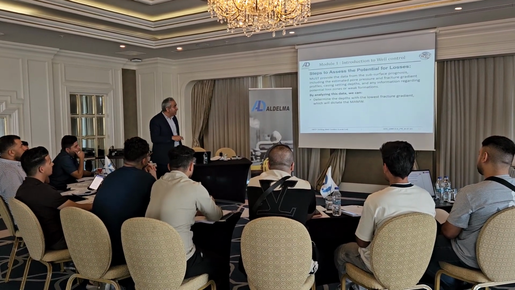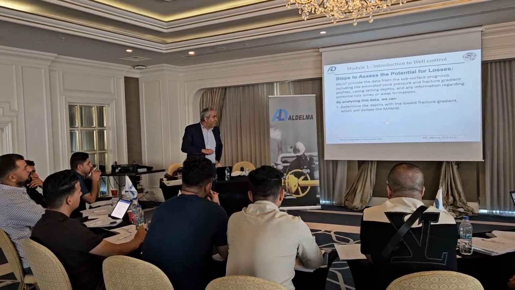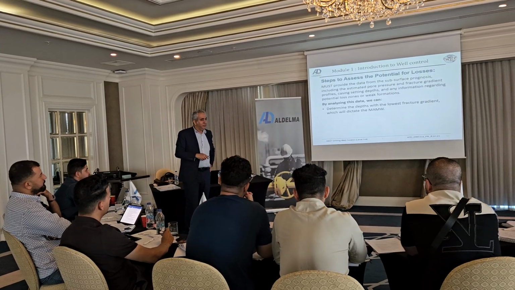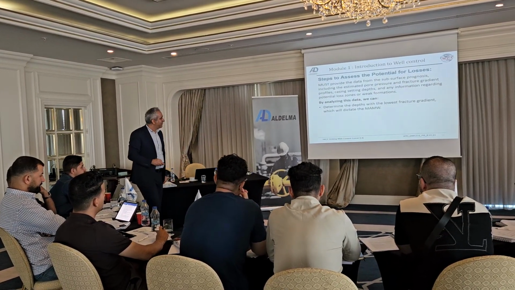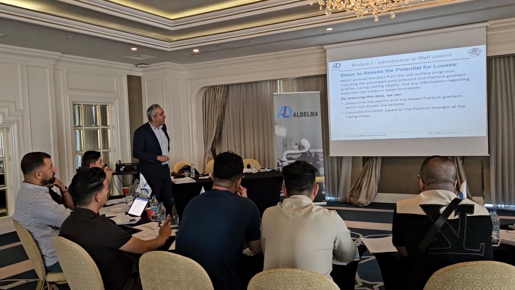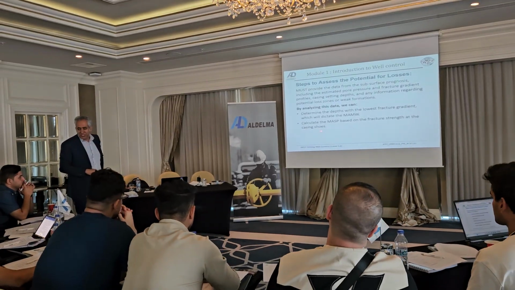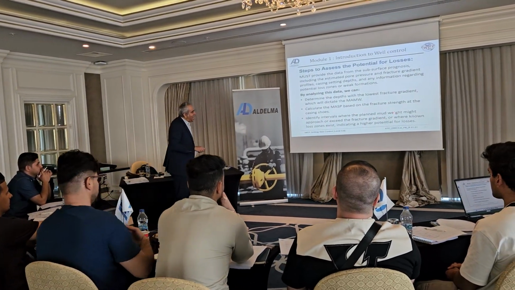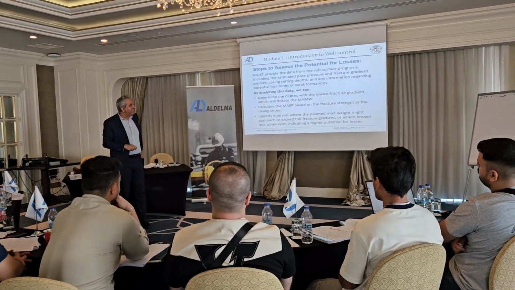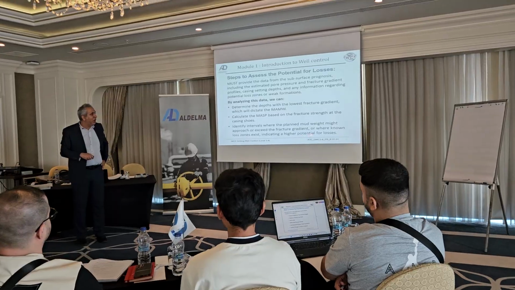By analyzing this data, we can determine the depths with the lowest fracture gradient, which will dictate the maximum allowable mud weight for the next section. Calculate the maximum allowable surface pressure based on the fracture gradient at the casing shoe, and identify intervals where the planned mud weight might approach or exceed the fracture gradient, or where known loss zones exist, indicating a higher potential for losses.